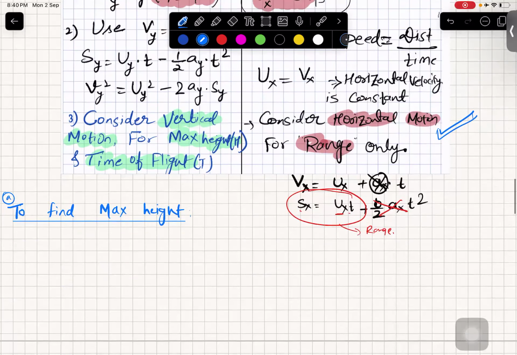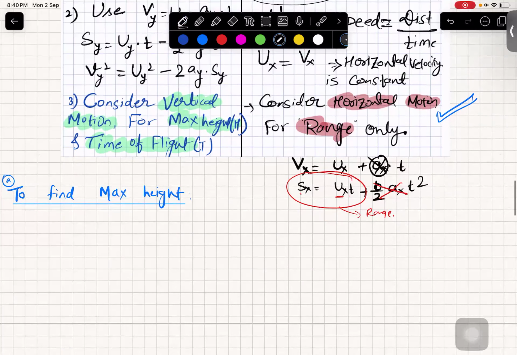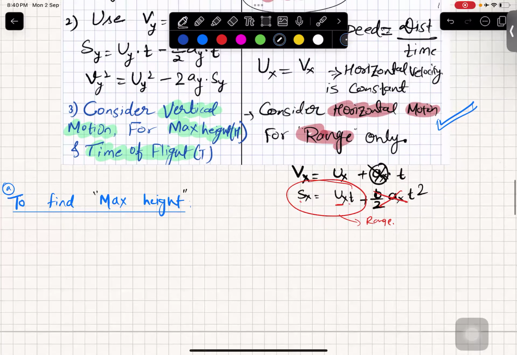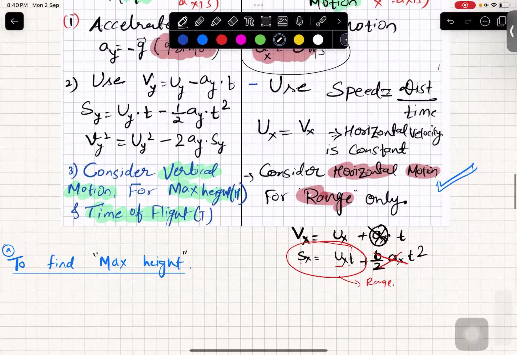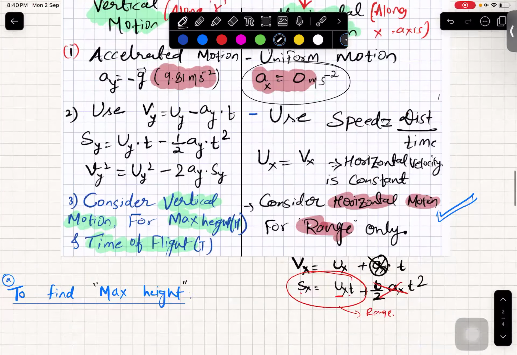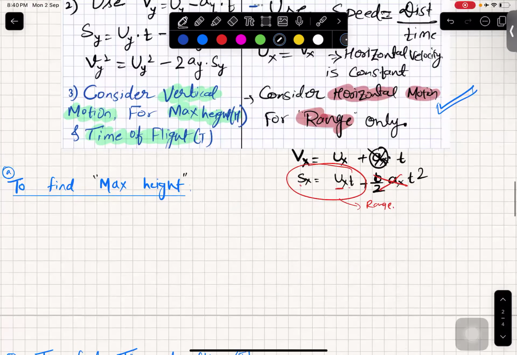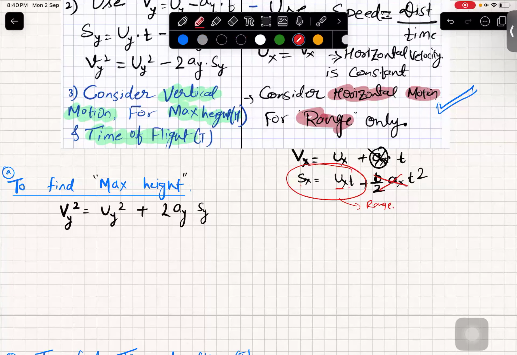So I'm gonna follow this. Let's see this calculation thing. In order to find the maximum height of a projectile, I will use this kinematics equation: Vy square is equal to Uy square plus 2 ay into Sy. And the trajectory would look like this.